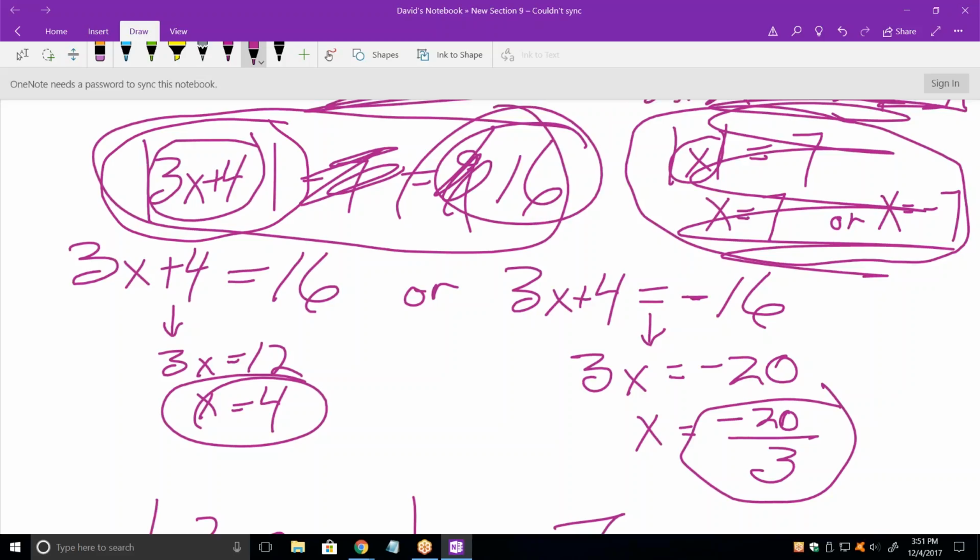So let's take the first one, x equals 4. Plug that in. Does that work? Yes, it does. The absolute value of 16 is 16, minus 7 is 9. Now take the minus 20 thirds and plug that in. Does that work? Actually, it does. I get minus 20 plus 4, which is negative 16. And the absolute value of negative 16 is positive 16. 16 minus 7 is 9. So both solutions work in the absolute value.